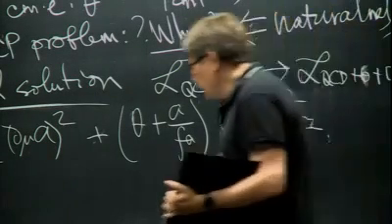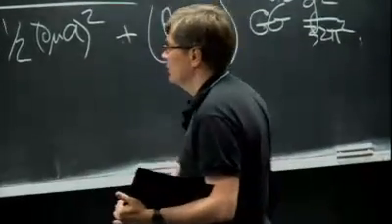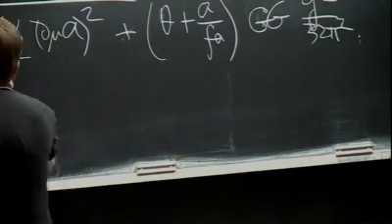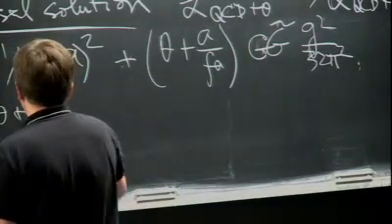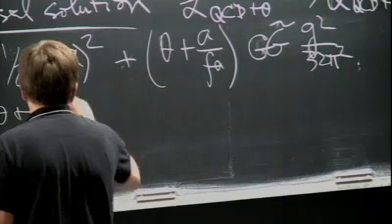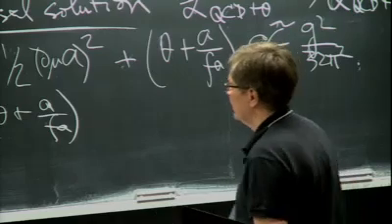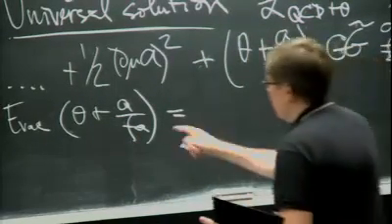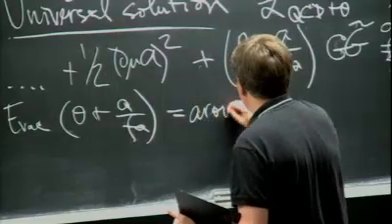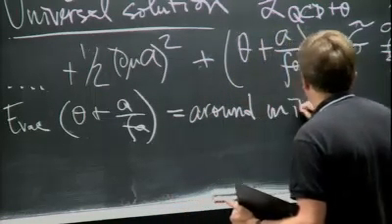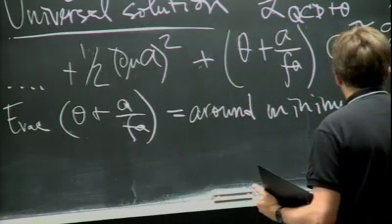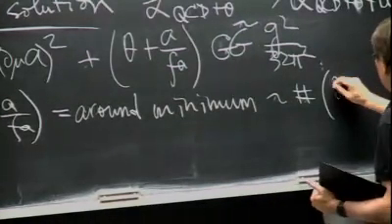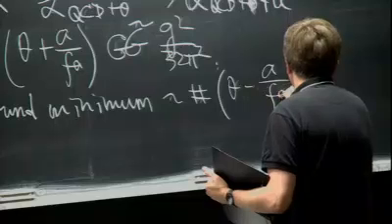Now the vacuum energy is a function of theta plus A over Fa, and around the minimum, it's proportional to some number times theta plus A over Fa squared.